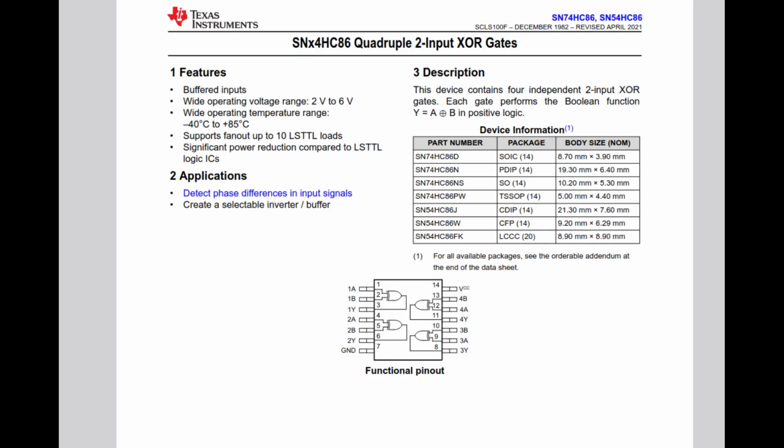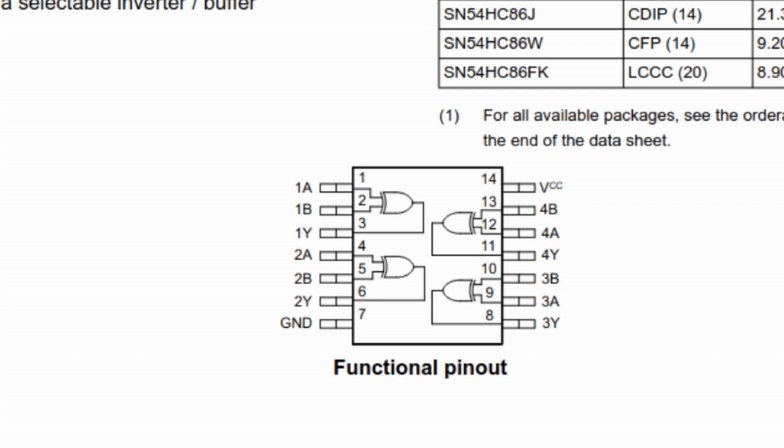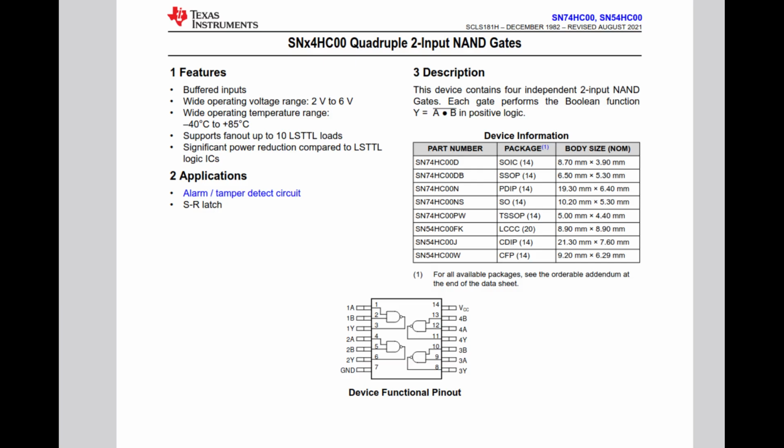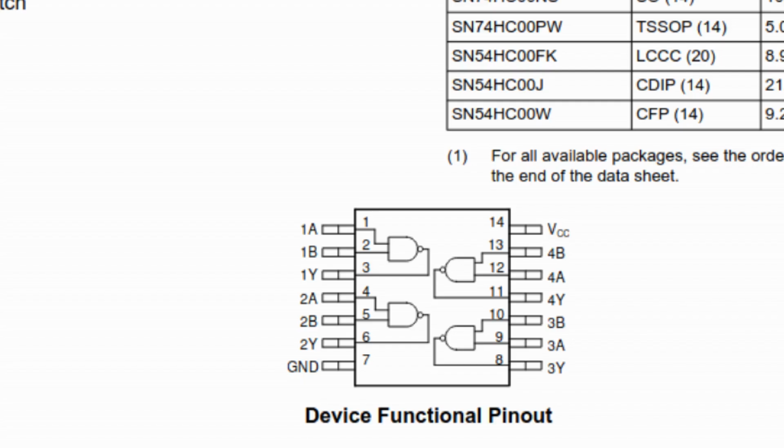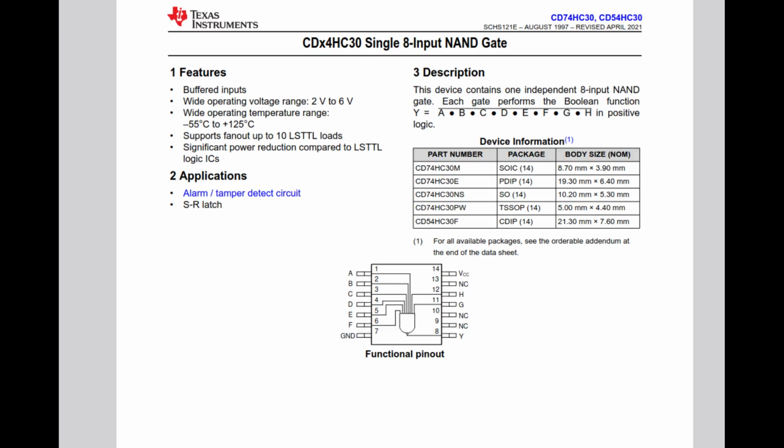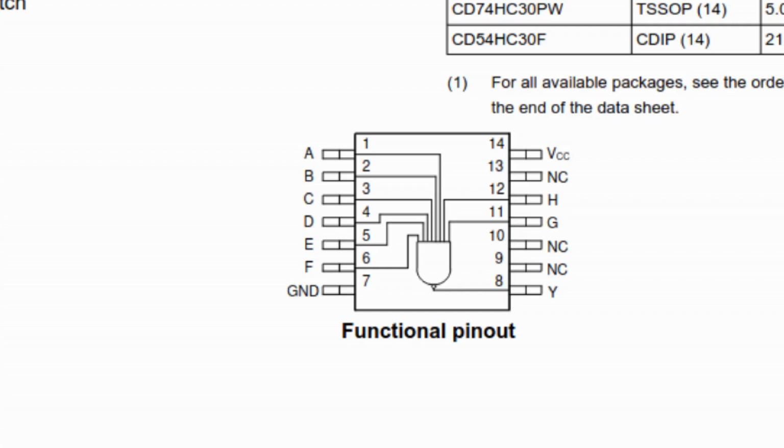For the XOR gates, we're going to be using a 74HC86. It's got 4 XOR gates, so we'll need 2 of them. For the 2 input NAND gates, we're going to be using the 74HC00. Each of these chips has 4 NAND gates, so we're going to need 2 of them. And finally, for the 8 input NAND gate, we're going to be using the 74HC30.